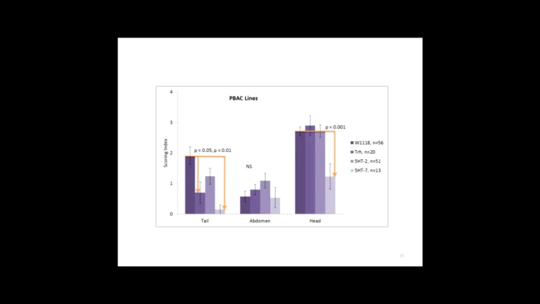The results from using the pBac line show that the tail had a decrease in sensitivity in the tyrosine hydroxylase knockdown and the 5-HT7 receptor knockdown. In the head, there was also a decrease in sensitivity in the 5-HT7 receptor knockdown. There were no significant differences in the abdomen. The wild-type control group used in these experiments was W1118.